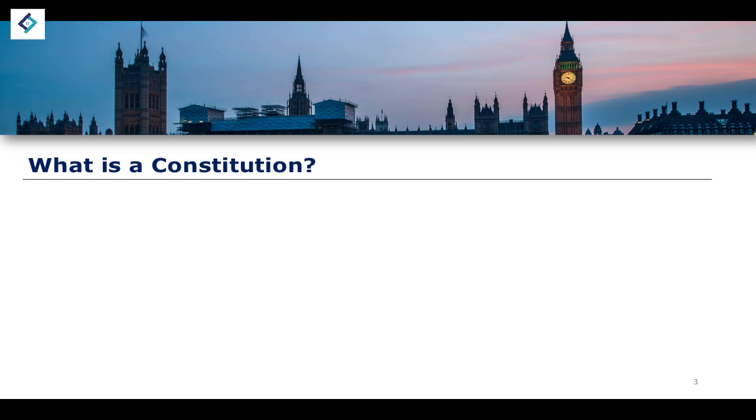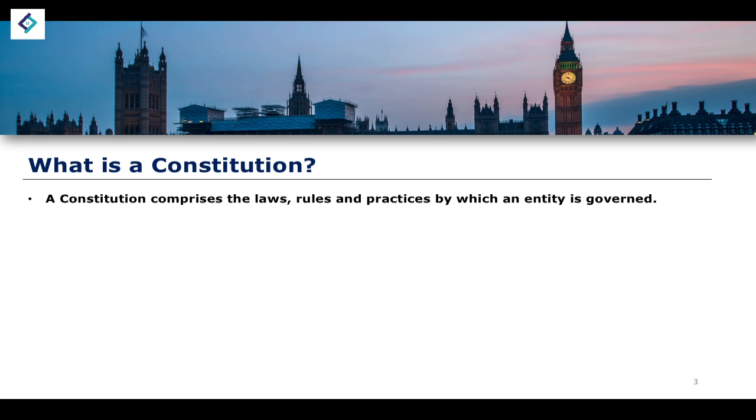When we think about what a constitution is, essentially a constitution comprises the laws, rules, and practices by which an entity is governed. Now, we're using the word entity in this regard because a constitution need not apply to single states. A constitution may apply to all kinds of various different entities, whether that be states or potentially business practices. So, for example, a company may have a constitution, which is the way in which a company is run and ordered.